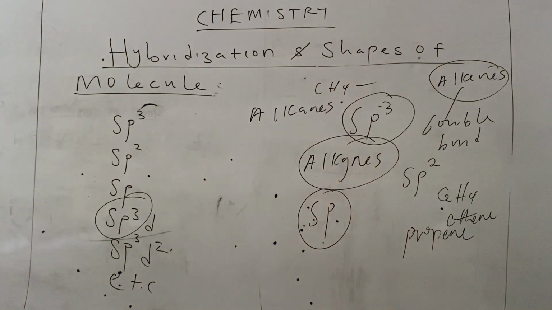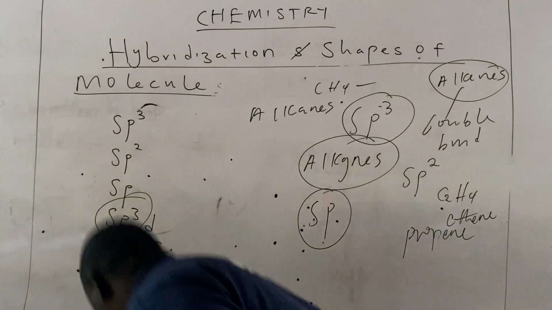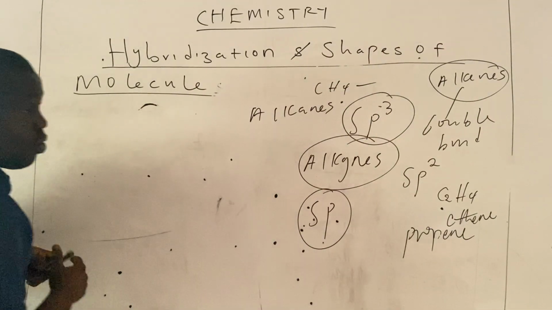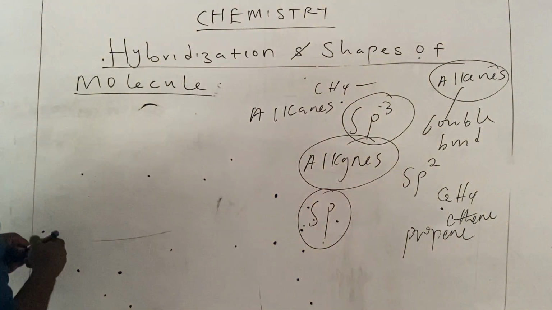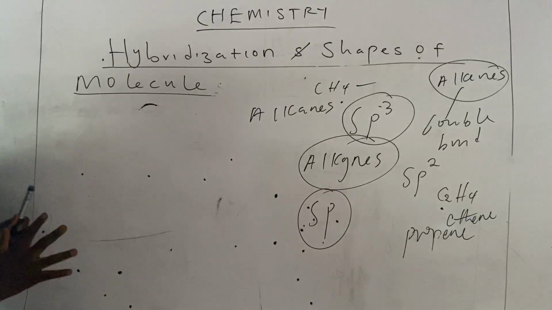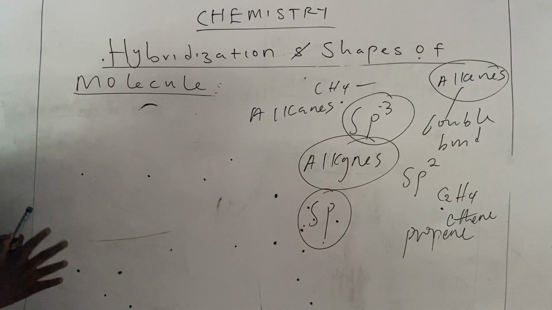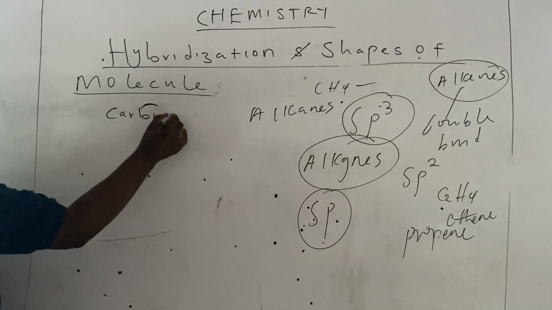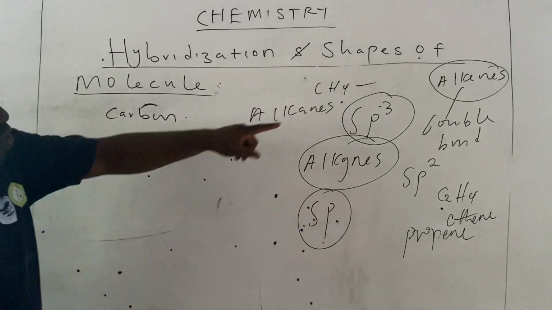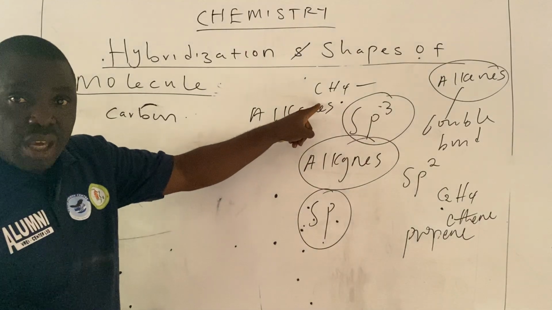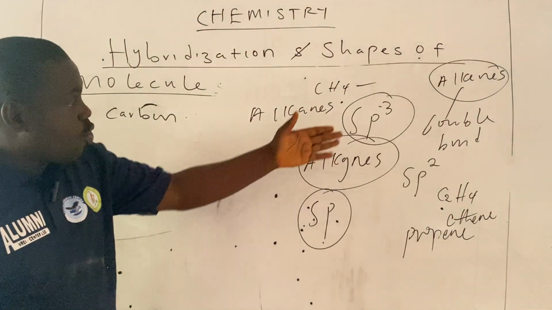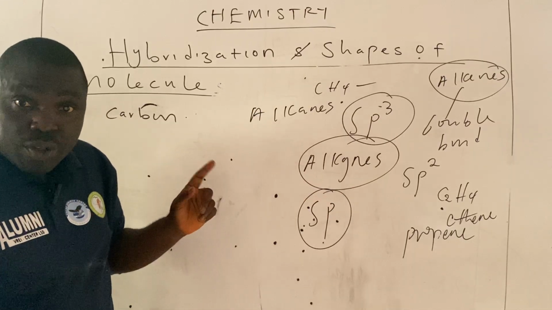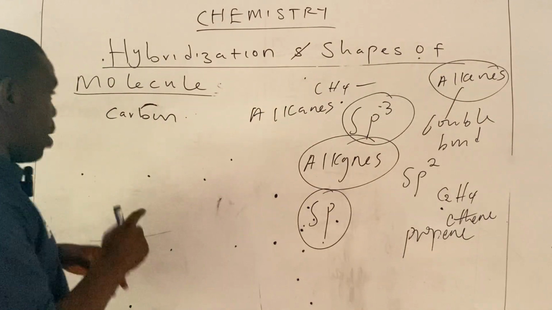Now, let's look at why it is so, and then we can quickly go to shape of molecules. This may help you when you get to your 100 level, and then you'll be able to navigate well. Please pay attention very well to this place. Now, let's look at carbon. Why are we picking carbon? Because in all these compounds, whether methane, ethane, propane, or ethene, the central atom remains carbon.